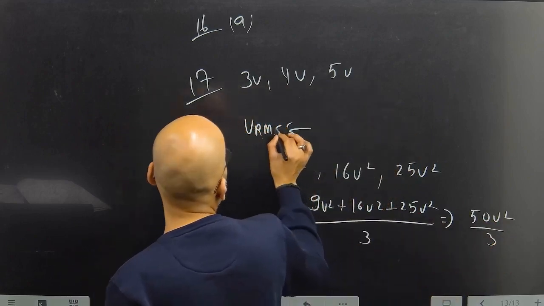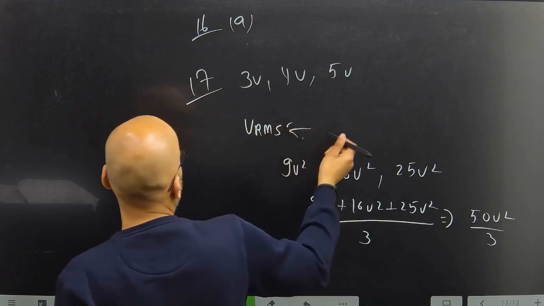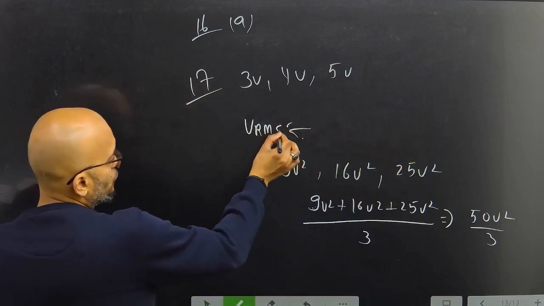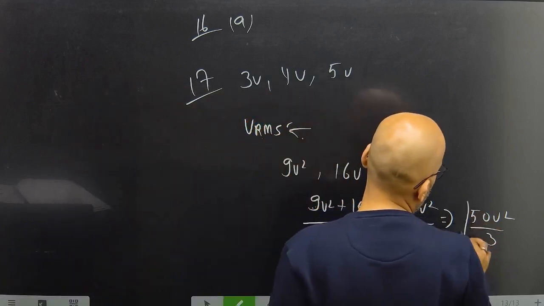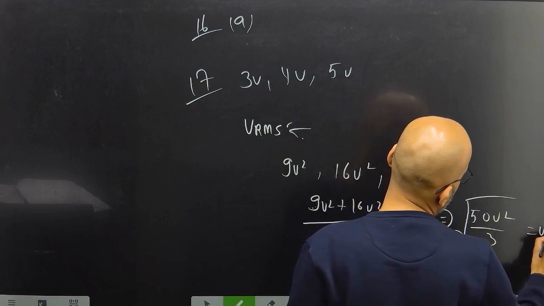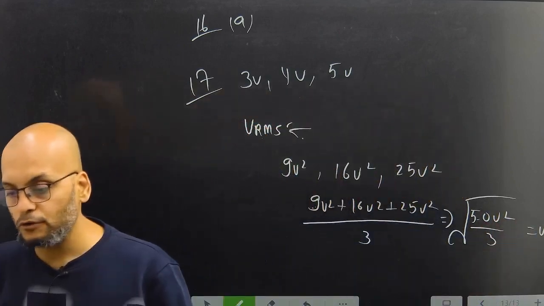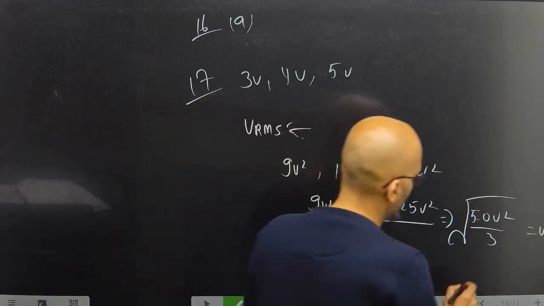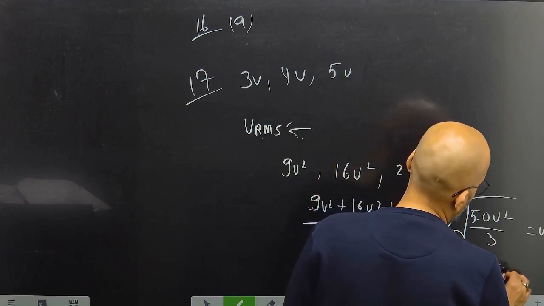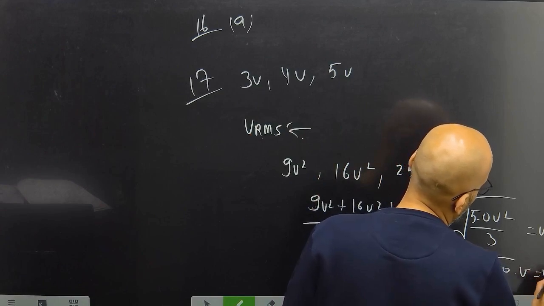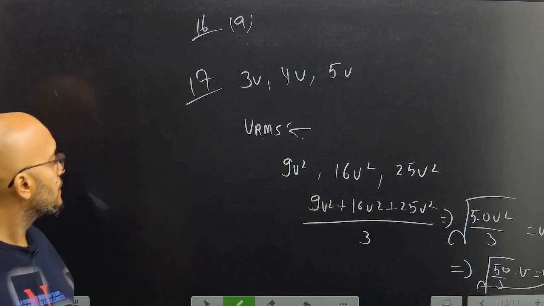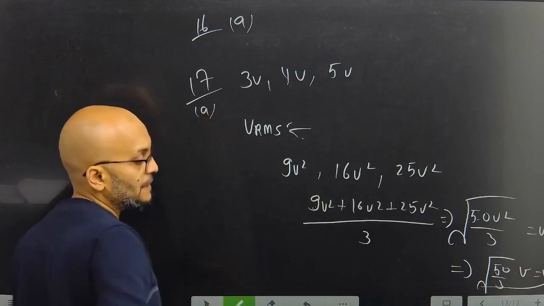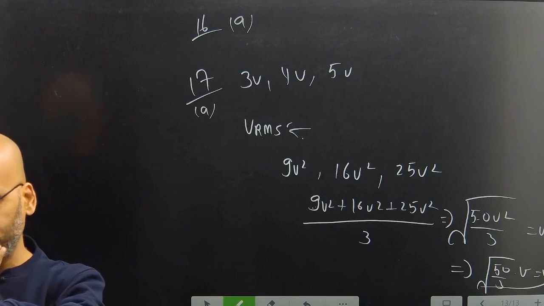So that's what we do. RMS means root mean square, and we start from the reverse direction. So square, mean, root. Taking the root of it, this is your VRMS. Root of 50V square upon 3. If you take V outside, because in the options they have taken V outside, so root 50 by 3 into V is VRMS. Option A, right. Same answer is given in option A.